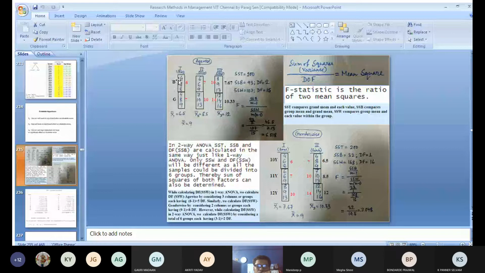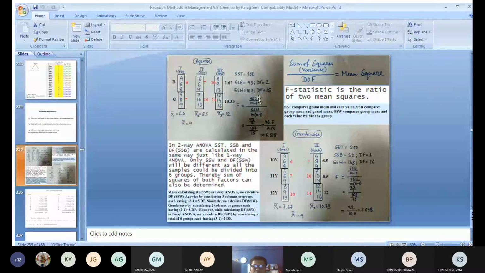Then for the second group you need to subtract each and every element of the second group from the mean of the second group, like (8.5 minus 6) whole square, (8.5 minus 6) whole square, (8.5 minus 9) whole square, like that. You need to perform the same thing for the third group, and your sum of square within will come out to be 107.